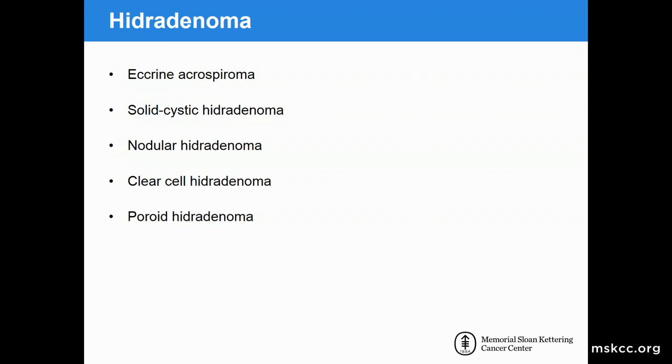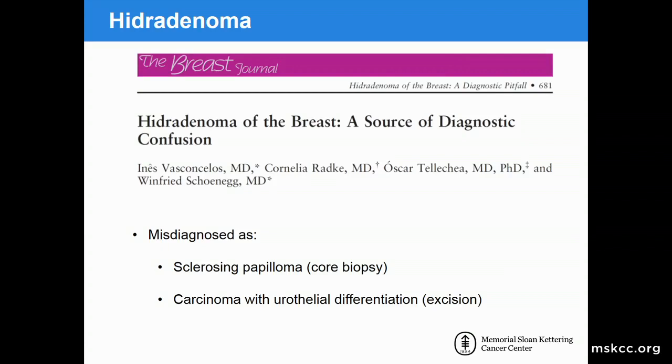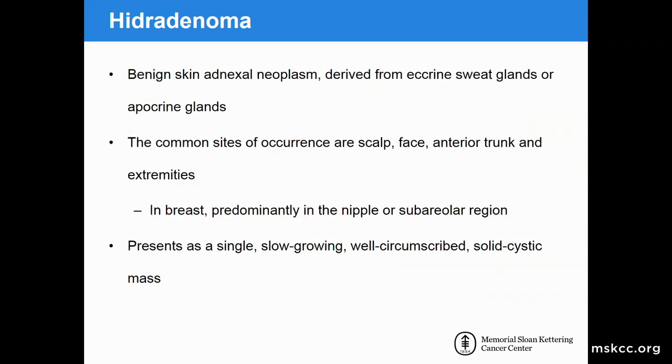There are several names for this tumor, including eccrine acrospiroma, solid cystic Hidradenoma, nodular Hidradenoma, clear cell Hidradenoma, or poroid Hidradenoma. So this can actually be a lesion in the breast that can be a source of diagnostic confusion. In the breast, it's often misdiagnosed as a sclerosing papilloma on the core biopsy, and at least in this article, they said in the excision, it could be misdiagnosed as a carcinoma with this urothelial differentiation.